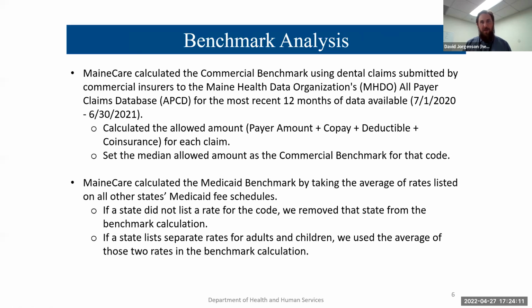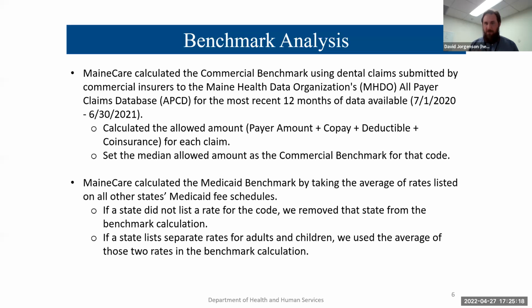So to get into a little bit more detail about the benchmark analysis, we used commercial claims data using dental claims that were available in the Maine Health Data Organization's All Payer Claims database for the most recent 12 months of data that was available at the time we received it. So that was July of 2020 to June 30th of 2021. We first looked across all of those claims and calculated a total allowed amount. That includes both the payer responsibility and the member responsibility. So that's the paid amount from the payer, the copay, the deductible, and the coinsurance all combined. And that was the rate at the claim level. And as our commercial benchmark, we used the median allowed amount for each service, for each code as our benchmark.